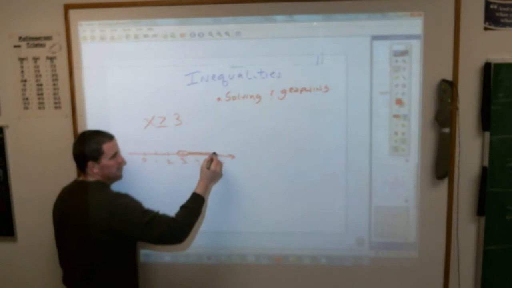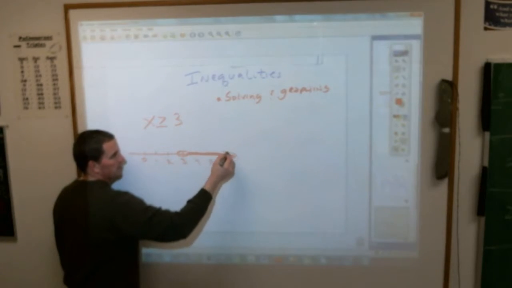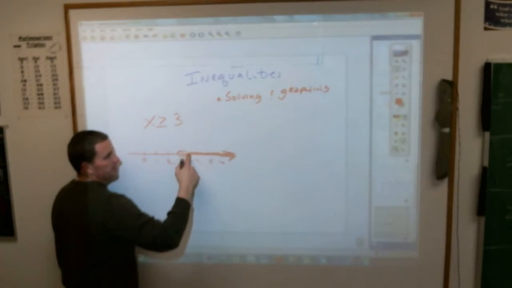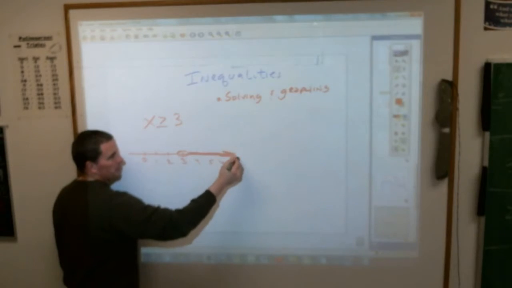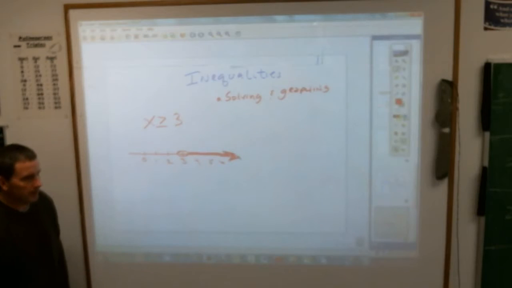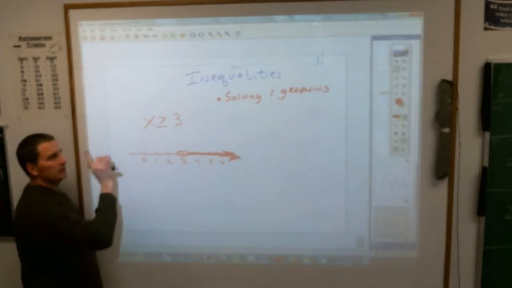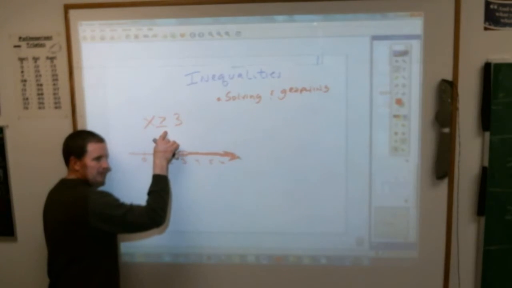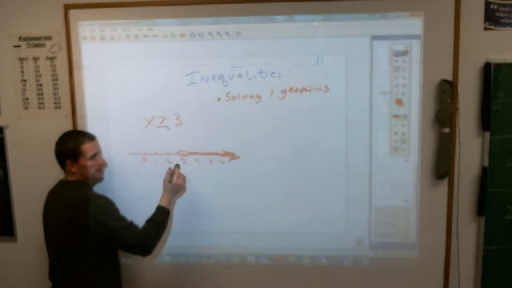Okay, I darken it because it's all the numbers that are bigger than 3. This little arrow means that this number line goes on forever that way, and everything there is an answer. Okay, now, can 3 be an answer? Is 3 greater than or equal to 3? Yes, it is. If you see the equal sign there, this little circle has to be colored in.